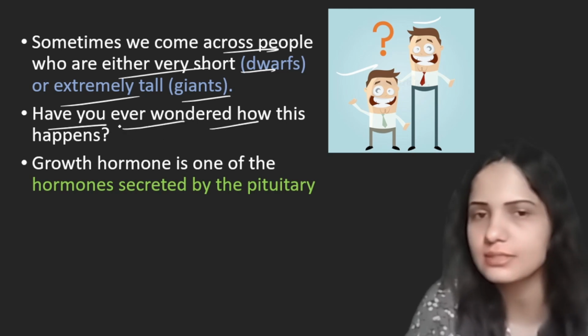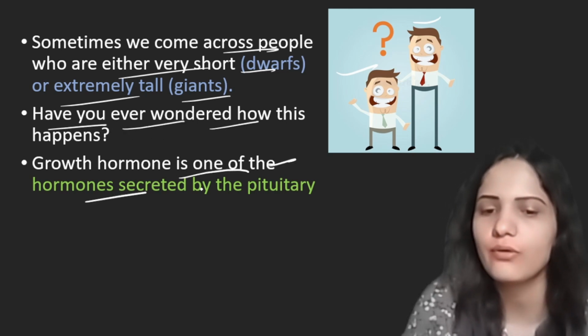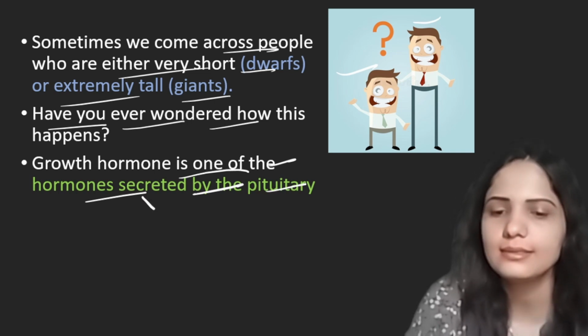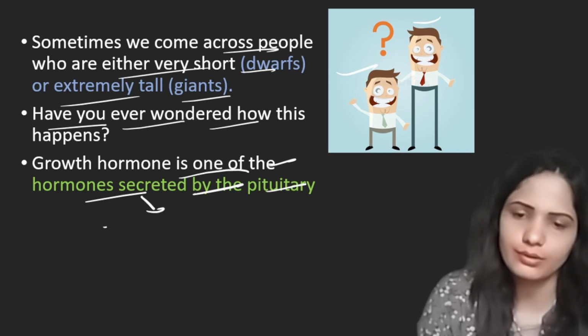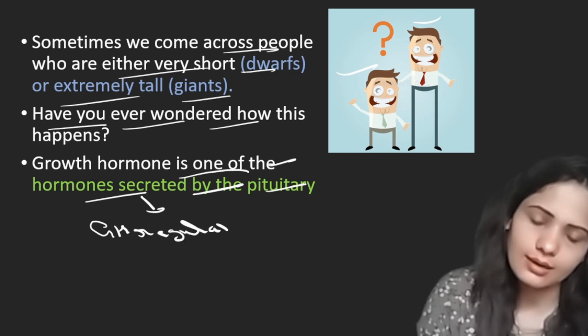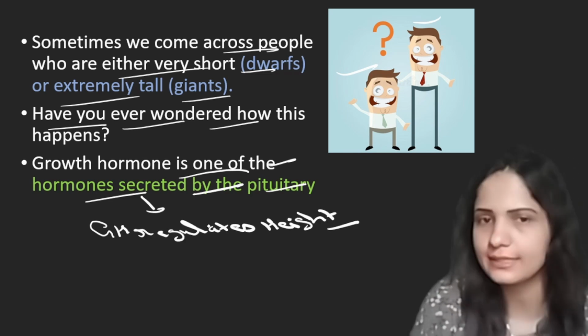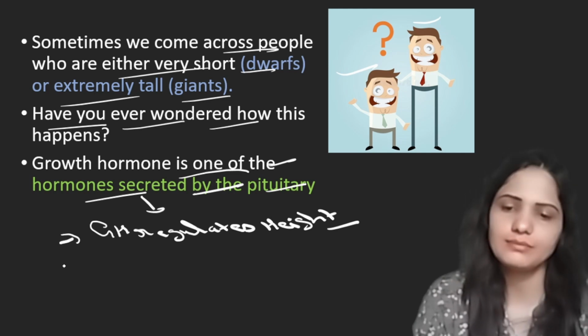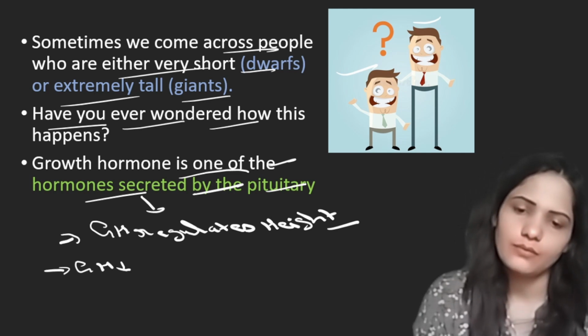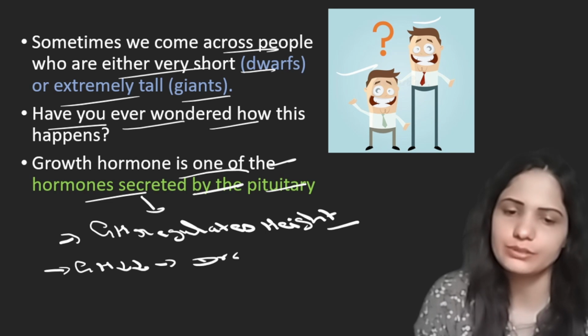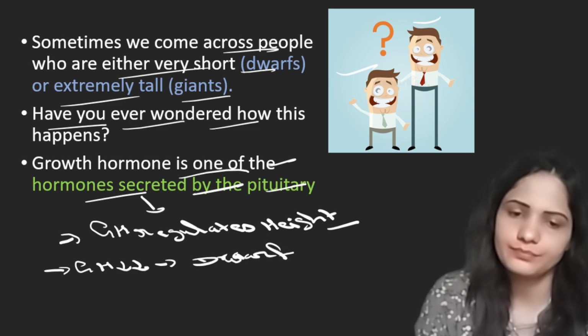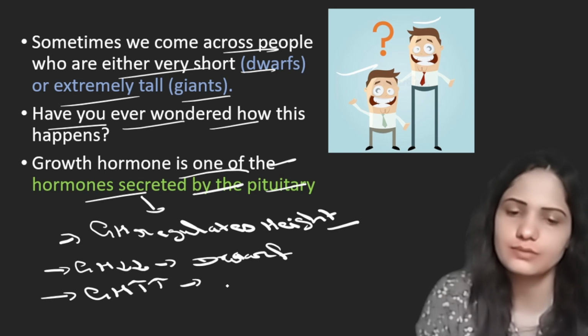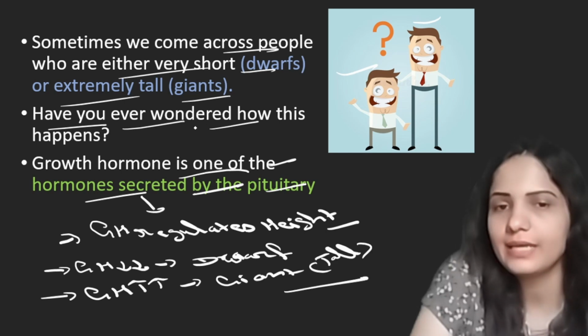Growth hormone is one of the hormones secreted by the pituitary. This we know, and this growth hormone further regulates our height through cell division. Now, if this growth hormone is secreted in very low amount, then the person will be a dwarf. And if this growth hormone is secreted in higher amount, then the person will be a giant, extremely tall. This is the reason behind dwarfism and extreme height.